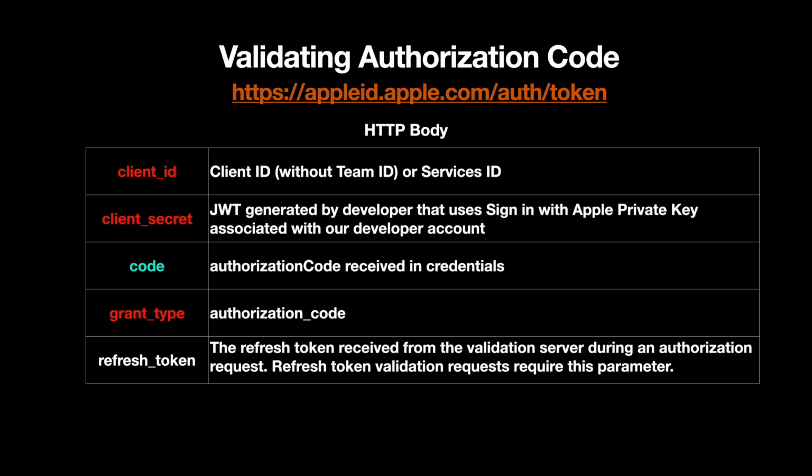Refresh token, it's received from the validation server during an authorization request. So if we have refresh token, we can also send the refresh token, and in that case the grant type will be refresh underscore token. But for the time being, we are actually validating the authorization code, so we have to send the grant type as authorization underscore code.